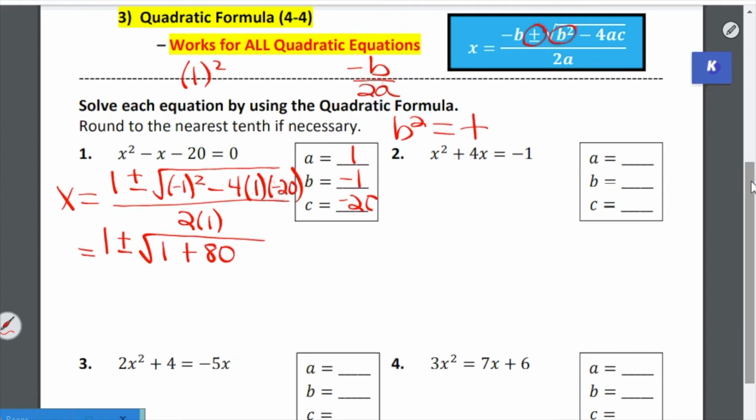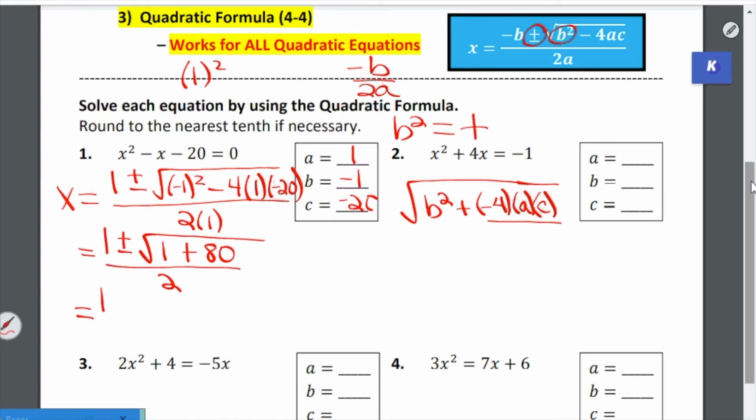So that's why I wanted you to think of it like b squared plus a negative 4 times A times C. It's almost critical that you look at it like that. And then you multiply those three numbers together. Sometimes it'll come out negative, sometimes it'll come out positive. But I want you to look at it that way. All over 2. So we end up with 1 plus or minus the square root of 81 all over 2.